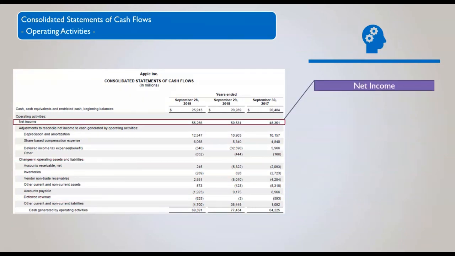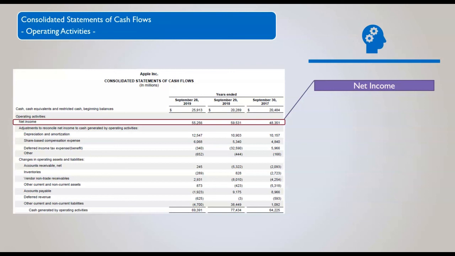Here we have the operating activities section of the cash flow statement. We begin with net income in order to arrive at the operating cash activities. In this case, we start with $55.3 billion of net income in 2019, and then we will back out the non-cash adjustments and the changes in working capital accounts.